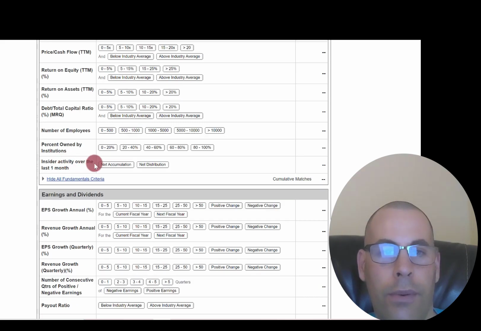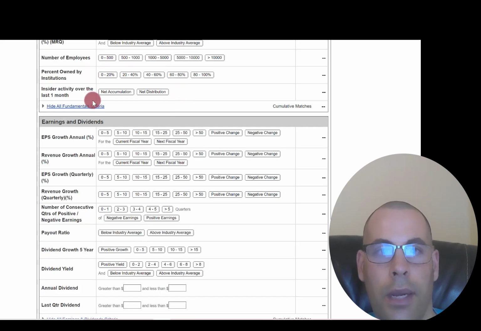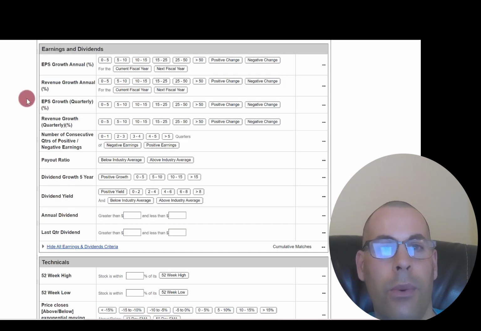Insider activity over the last month. This is just talking about whether executives at the company are buying and selling stock. Net accumulation means they're buying stock, and net distribution means they're selling stock. The most important thing when you invest is your return, how much money you get. This section is earnings and dividends.